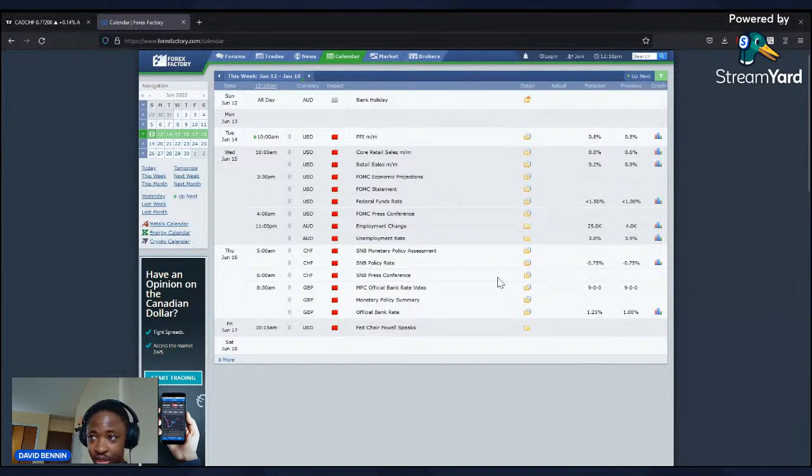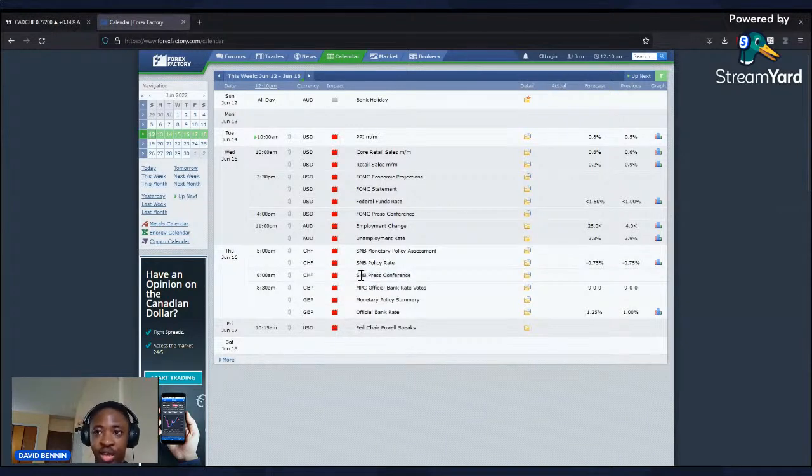CHF. If we get a right, so the Swiss policy rate. Okay, so they have a negative interest rate, and any increase that happens here is going to result in a strong CHF.